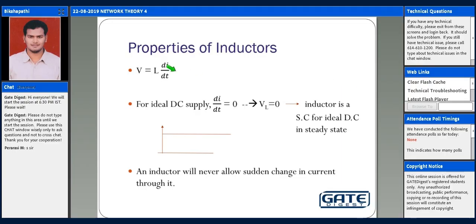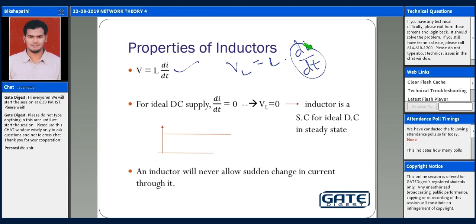Okay, so you can see this is VL equal to L di by dt. We can write the voltage across the inductor as L into di by dt. That is nothing but a storage element, as I said in the initial stage. A resistor always dissipates energy, while inductors and capacitors both store energy.